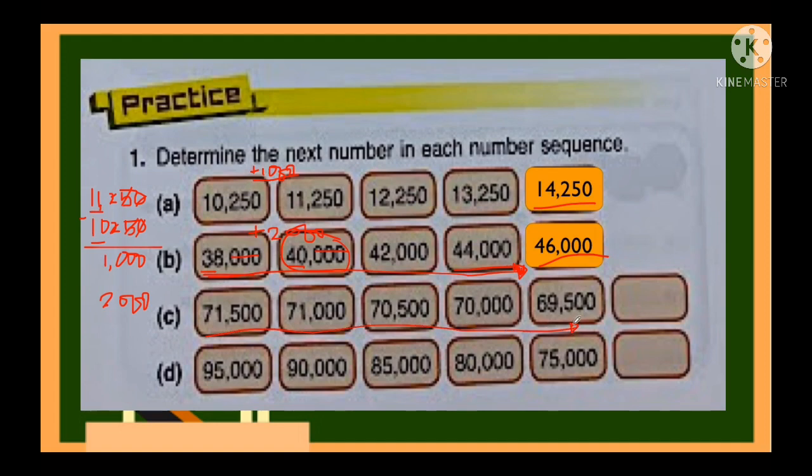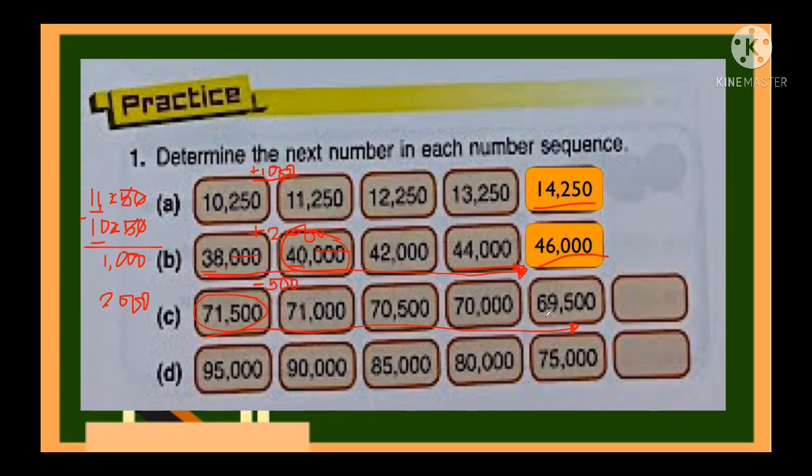Alright, letter C. Our letter C is decreasing. Decreasing means they're going down. So from 71,500, it will become 71,000. So since decreasing, we will use minus. So the pattern is minus. If we will do minus, we will start with this. So we have 71,500 minus 71,000. Yes, good job. That is 500. So we have minus 500.